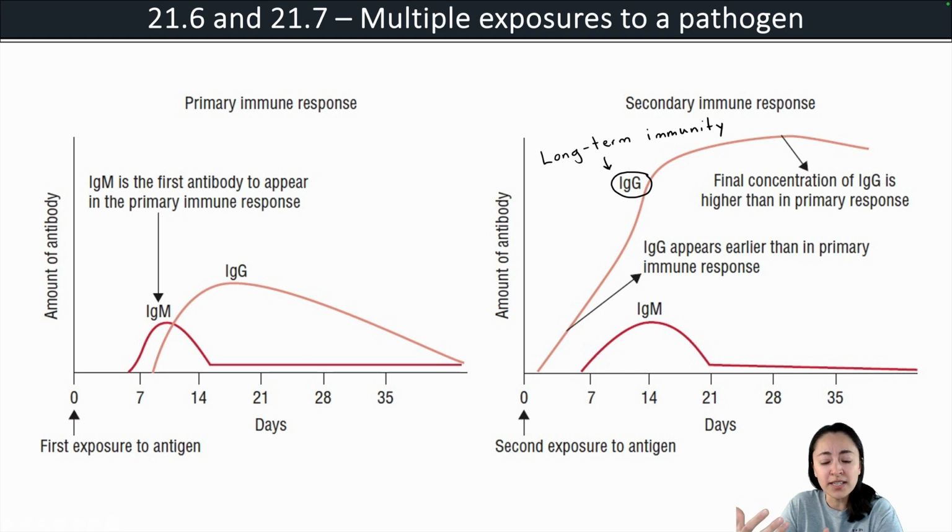Your goal is to produce a whole bunch of these long-lasting antibodies to give your body the best chance of being able to recognize that pathogen if you're exposed to it, so your body can fight it off quickly before you even get sick.